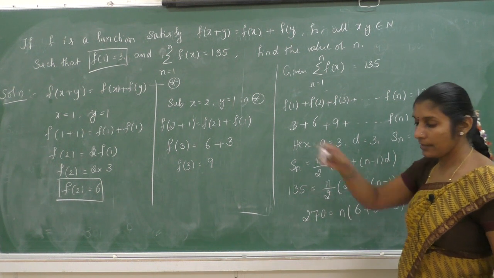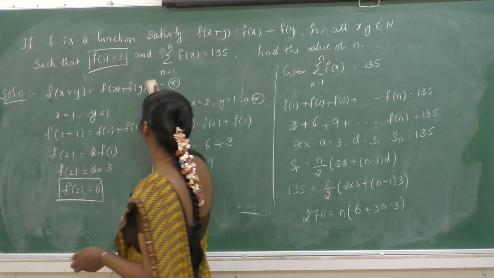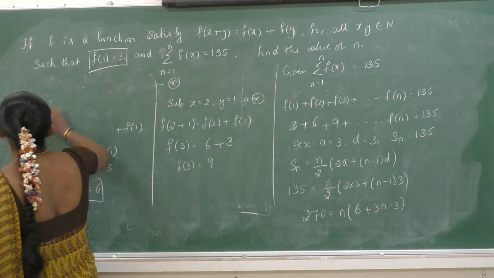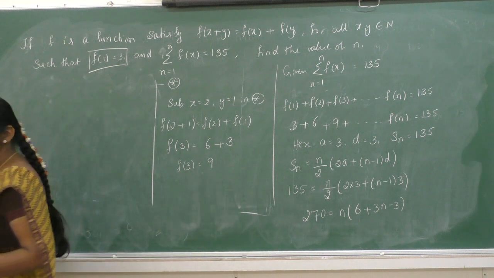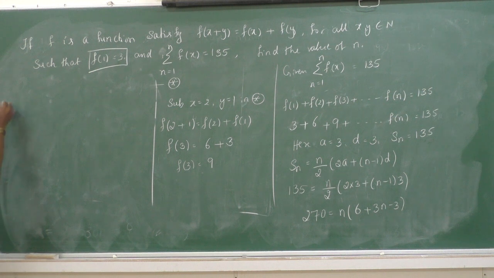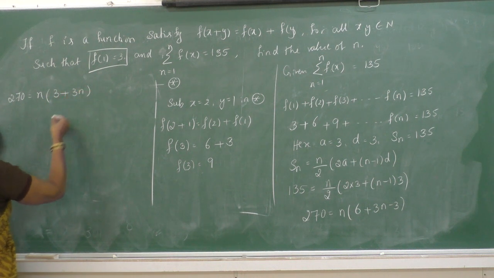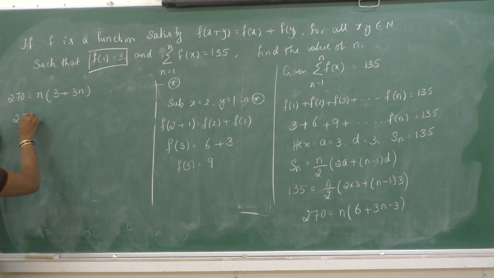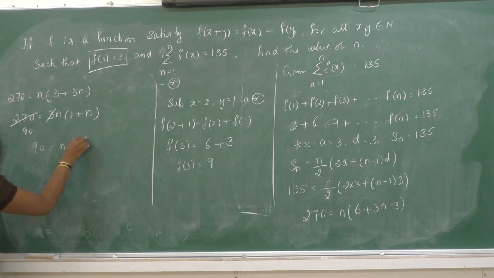Further, let us simplify. So we get 270 is equal to n times 6 minus 3 is 3 plus 3n. Here 3 is common, so taking 3 common we get 1 plus n. 3 nines are 27, 270 divided by 3 is 90. So 90 is equal to n plus n square. So we get a quadratic equation n square plus n minus 90 is equal to 0.